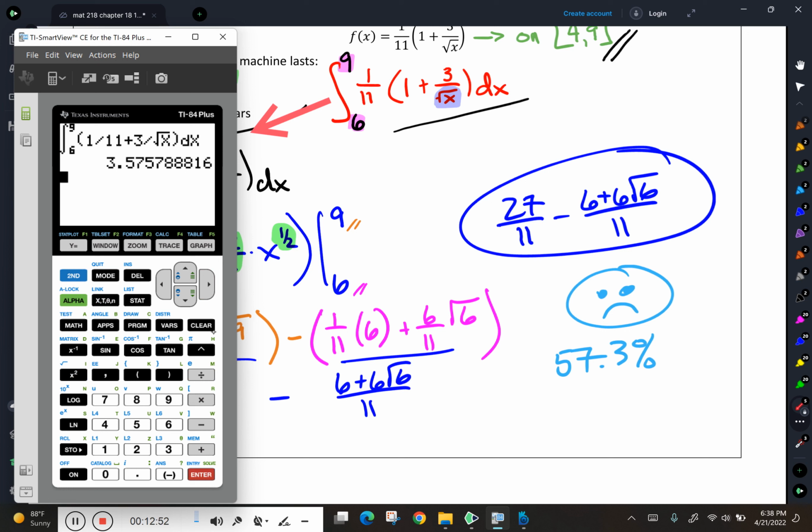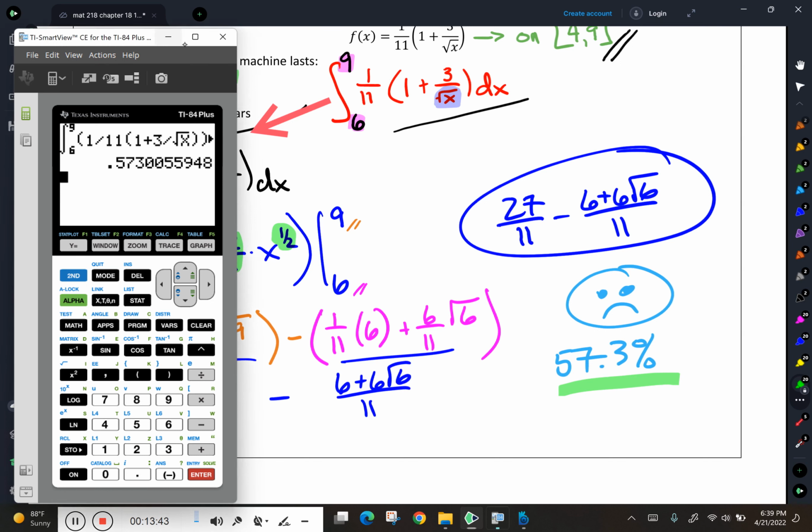oh, I typed that in wrong. Let me try that again. From 6 to 9 of 1/11 times 1 plus, I forgot that 1 plus in there, 3 divided by the square root of x. And close those parentheses with respect to x. And you'll see I got the same answer that I got over here. I don't think I wanted the arrow. That wasn't my goal there. My goal was just to underline it, and I'm still with the arrow. Let's try it again. And yay, it worked that time. Okay. Most of this integration can absolutely be done by hand, but it doesn't need to be.